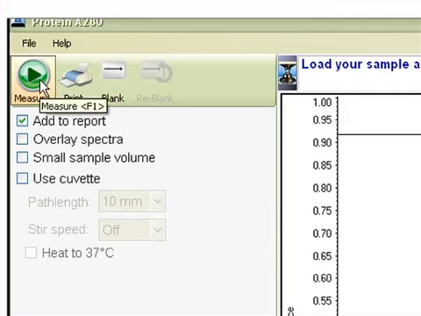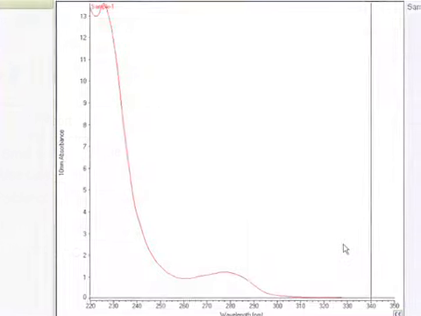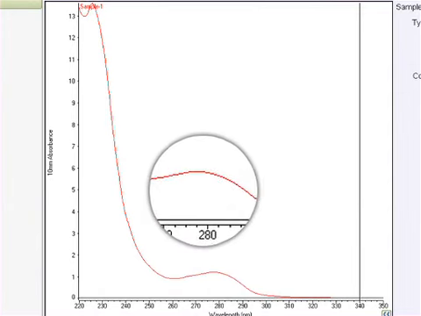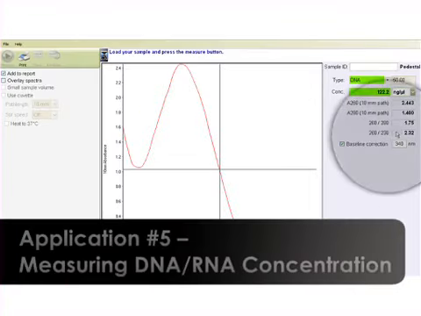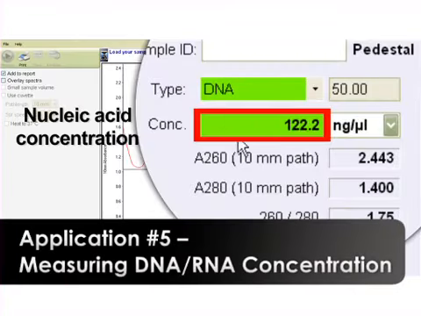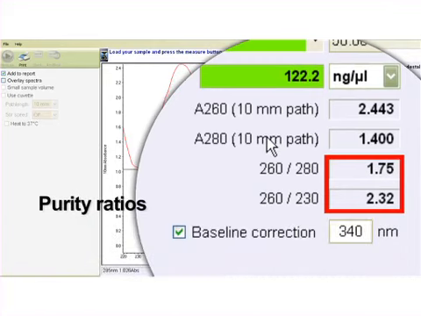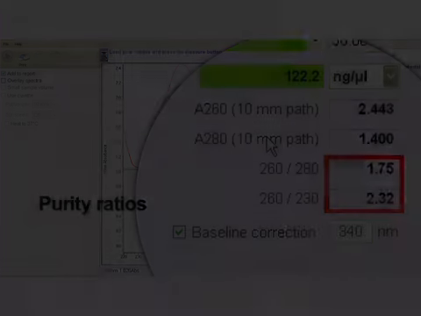Protein concentration can be determined from its absorbance at 280 nanometers and its extinction coefficient, which is based on the amino acid composition. Both DNA and RNA have an absorbance maximum at 260 nanometers, from which their concentration can be determined. The purity of the nucleic acid can also be assessed from the ratio of absorbance readings at specific wavelengths.